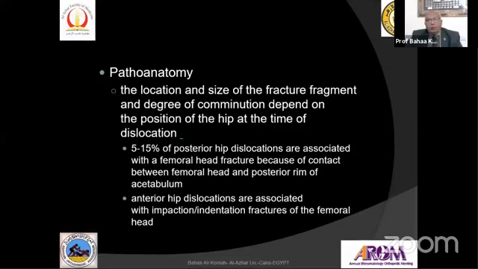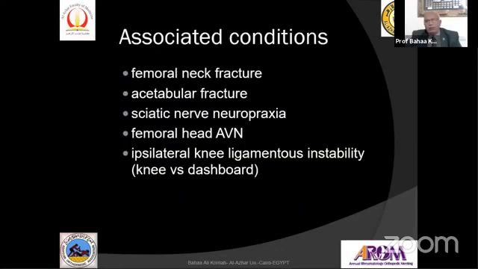In posterior hip dislocation, 5 to 15% are associated with femoral head fracture because of the contact between the femoral head and the posterior rim of the acetabulum. But anterior hip dislocation is always associated with impaction and indentation fracture of the femoral head. Femoral head fracture can also be associated with other conditions, such as femoral neck fracture, acetabular fracture, sciatic nerve neuropraxia, femoral head avascular necrosis, or ipsilateral knee ligament instability, knee versus dashboard injuries.